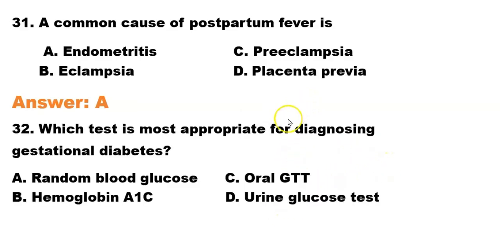The next question: which test is most appropriate for diagnosis of gestational diabetes? A. random blood sugar, B. hemoglobin A1C, C. oral glucose tolerance test, D. urine glucose test. Think over it for 5 seconds. You said C, you have got it, because the oral glucose tolerance test is the gold standard for diagnosis of gestational diabetes, which is typically performed between 24 to 28 weeks of gestation.